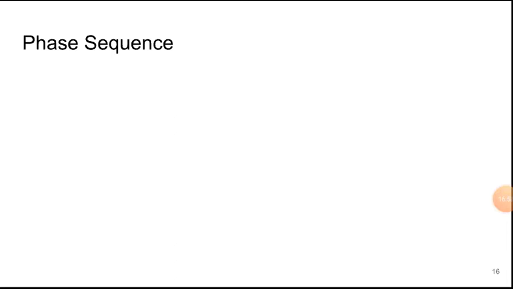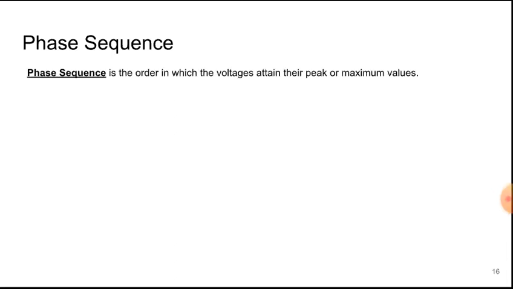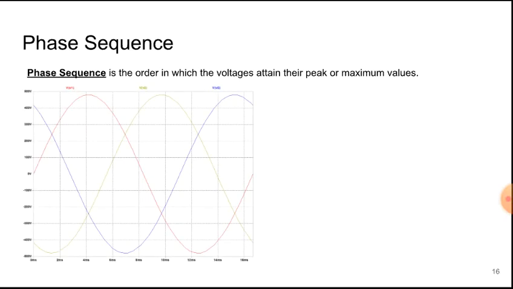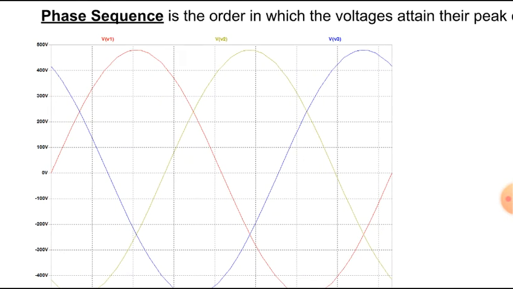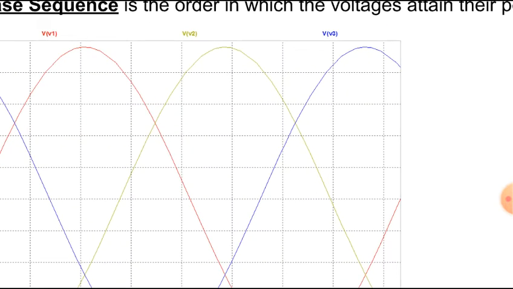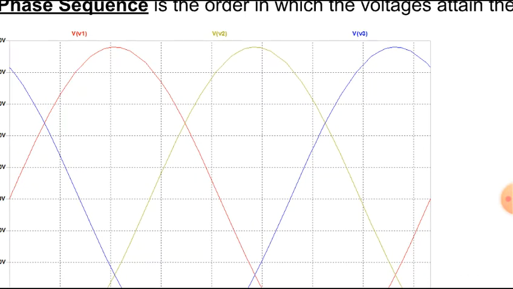Phase sequence. So what's a phase sequence? Phase sequence is the order in which the voltages attain their peak or maximum values. We can determine it by looking at their waveforms in the time domain. So for example, this waveform here. The meaning of phase sequence is the order of who reaches the peak first. Here we can observe that V1, the red voltage, reaches the peak first. Then the next one is the yellow one, V2, and the last one is V3.